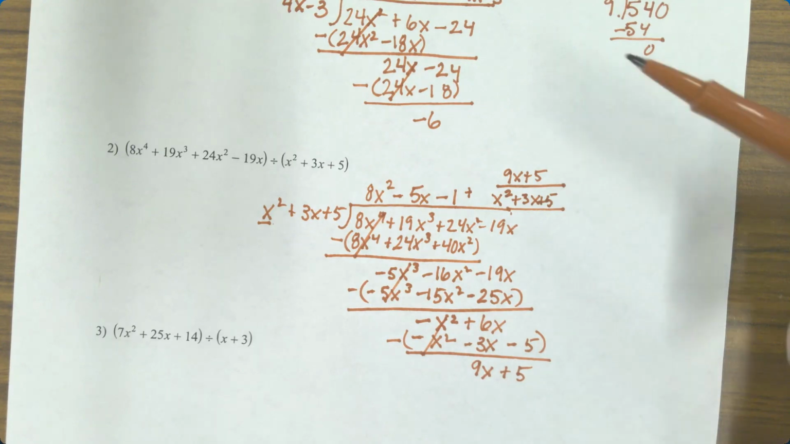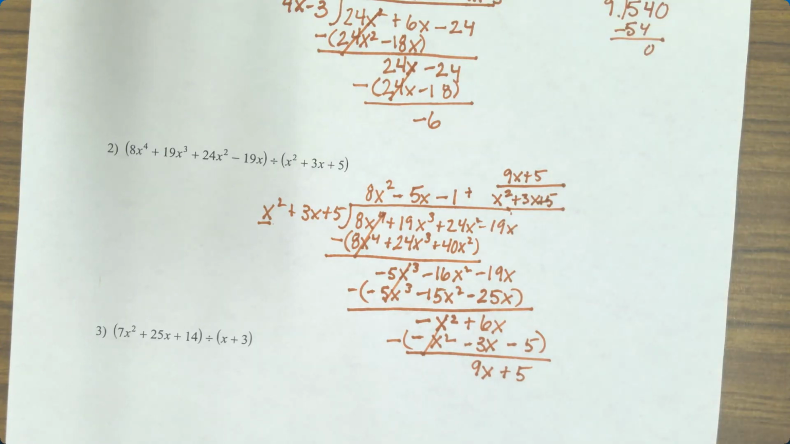All right, so we just looked at two examples of polynomial long division. You're going to finish up numbers 3 through 8, and we're going to see how this connects to our rational functions that we're going to be starting working with in our next unit next week.